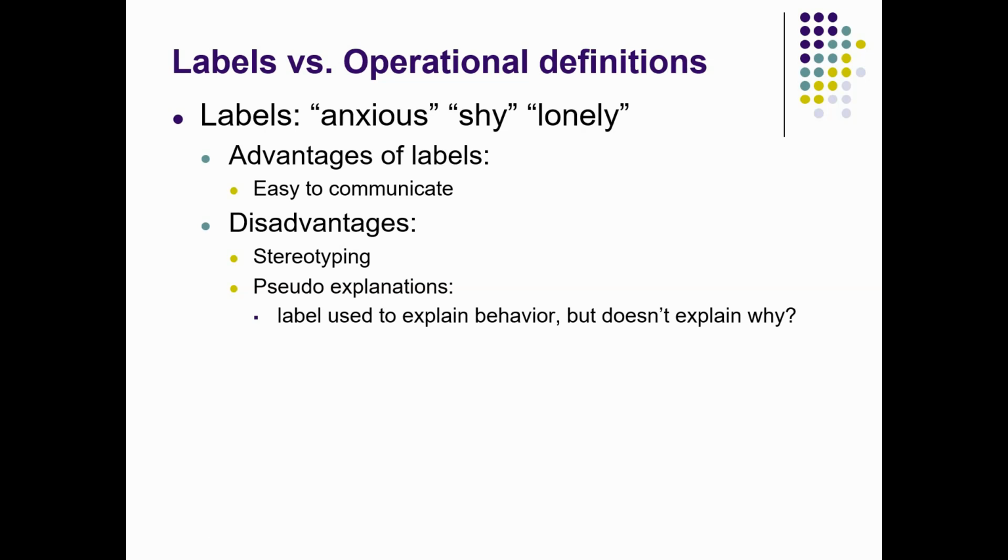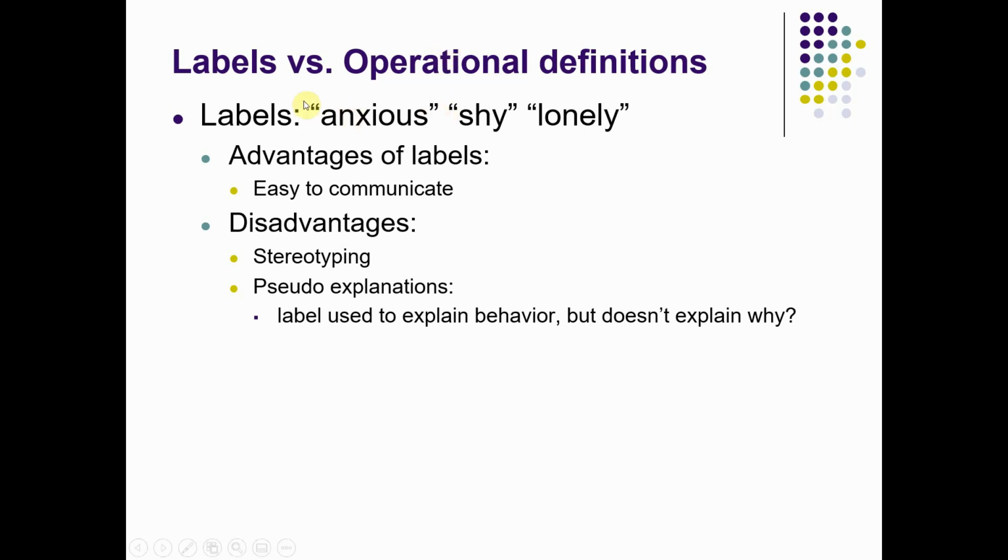So we would attach the label of anxious to Callahan, but that's not really telling us why he is feeling anxious at the time. So we use these labels and we attach them to people when they go along with certain kinds of behaviors. But saying that somebody is anxious or shy or lonely doesn't really tell us why they are engaging in those particular kinds of behaviors. Do you see what I mean? It's a pseudo-explanation. Saying that somebody is engaging in certain behaviors because they're lonely tells us that there's a label, but it doesn't really get to why they are lonely or why they are anxious or why they are shy. It doesn't really explain why the behavior is happening.